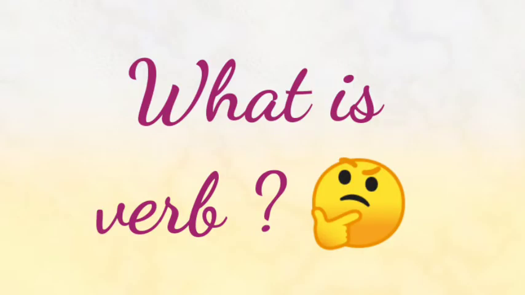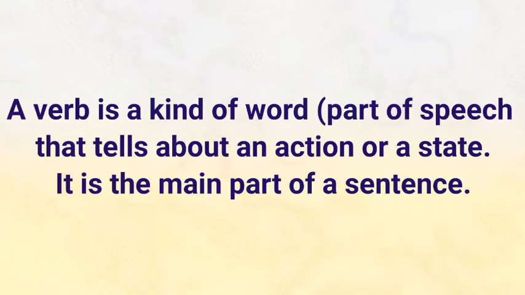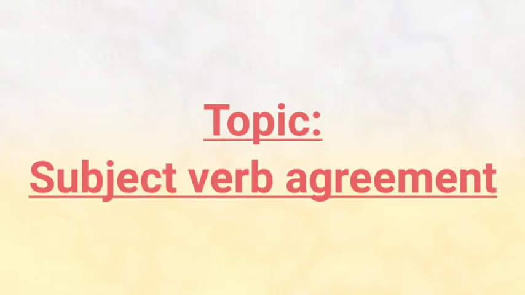Students, I hope you know what is a verb. Verbs are action words. They tell us about some action. Okay? They actually tell us about the action or state of a person: what a person or thing is, what a person or thing has, and what a person or thing does. So a verb is a very important part of speech. And today we are going to do the topic subject verb agreement. It is also known as subject verb concord.